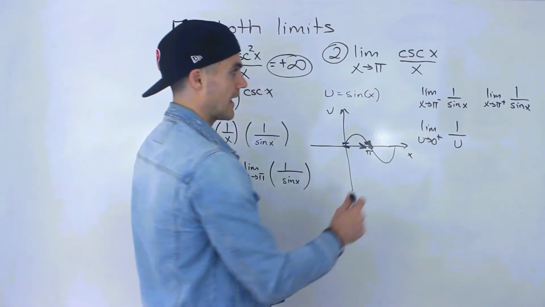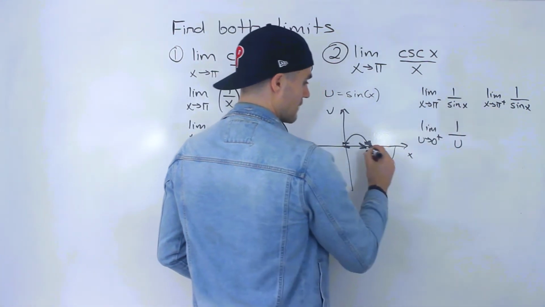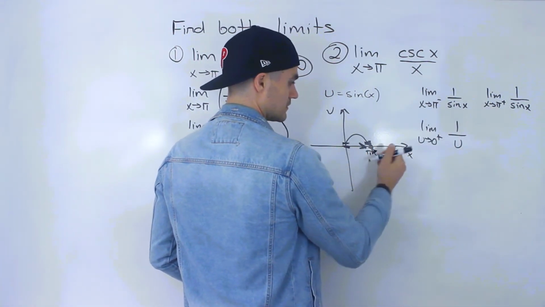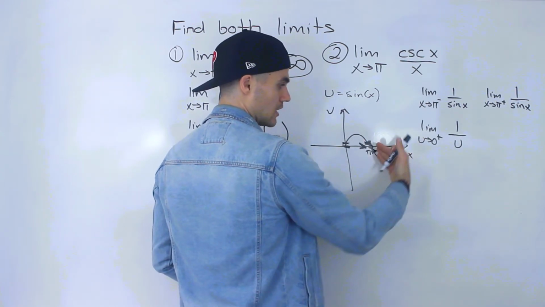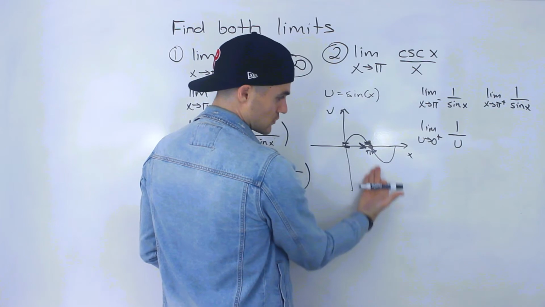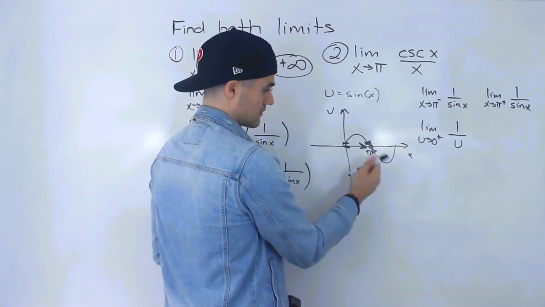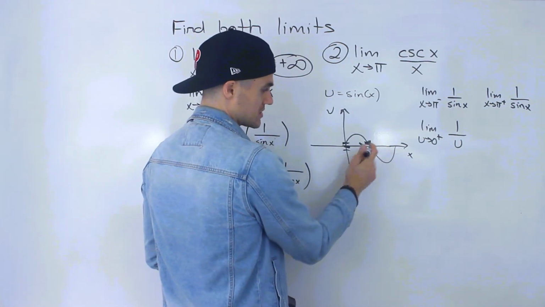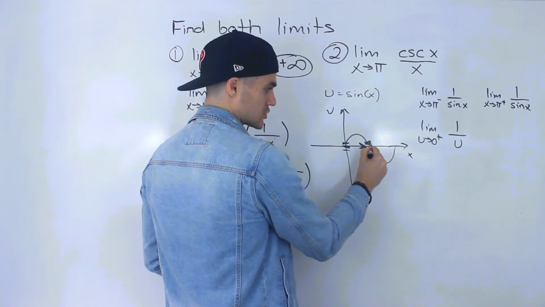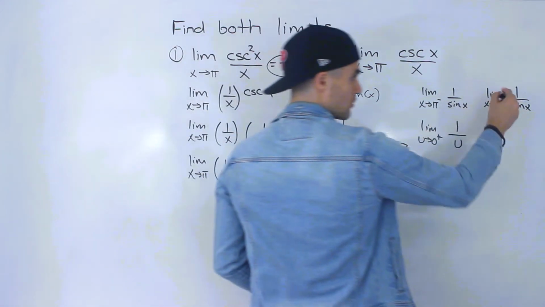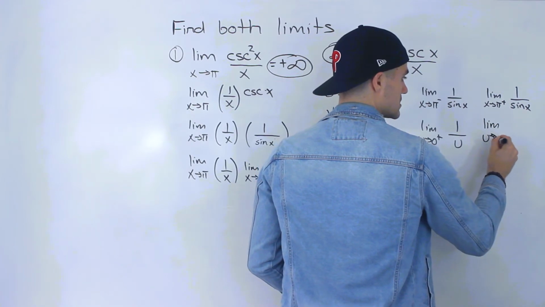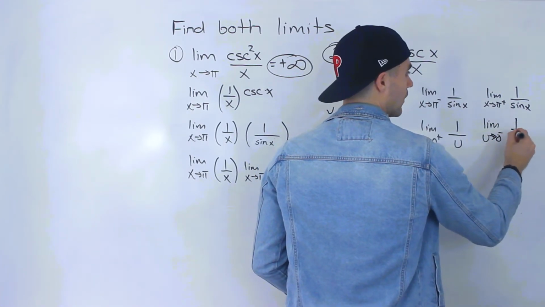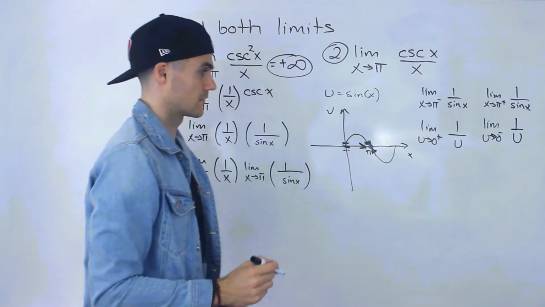And then as we approach this pi value from the positive side, looking at the x-axis from this side, we're approaching this u value of 0 from the negative side, right? All those u values that are close to 0 on this side of the function are negative. So this we would change to the limit as u approaches 0 from the negative side of 1 over u.